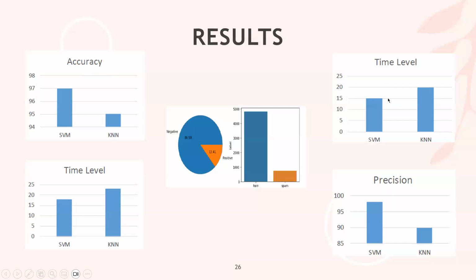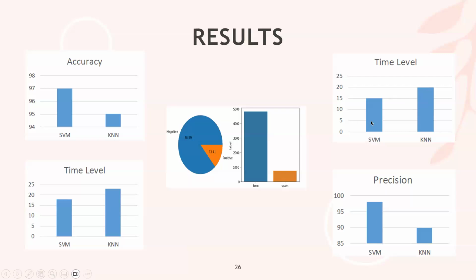Coming to the other bar chart, time level, SVM requires approximately 15 milliseconds, indicating it performs faster in this context. On the other hand, KNN takes around 20 milliseconds, showing it is slower compared to SVM. It is the same as compared in the other time level bar chart also. This difference arises from their computational processes.